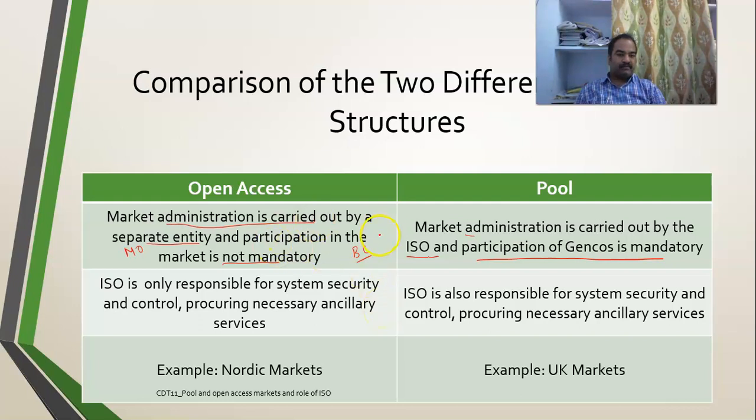So, if we compare the operation in either of these, in the open access model, ISO is very much limited to security and control, and procuring necessary ancillary services. Only the transmission sector he will be looking after. But whereas here, he does all the jobs apart from these things. Okay, here he is limited only to these things. Here, apart from all the above things, he has these other services also. So one such example is the Nordic markets. Here, UK, Australian markets, Latin American markets, they are all pool markets.